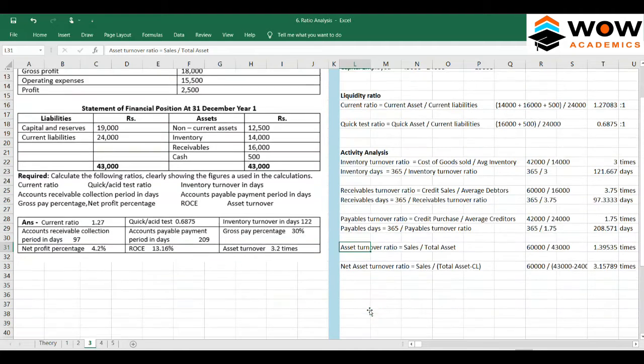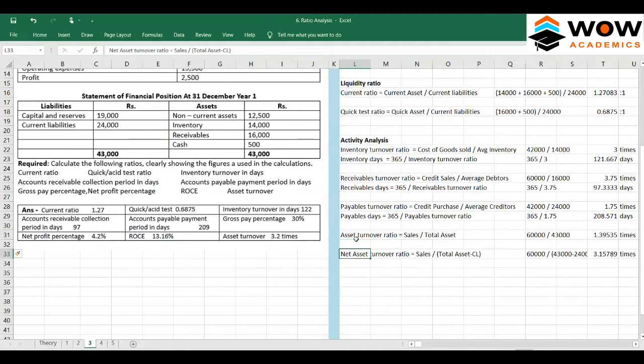is 3.2. See the asset turnover, they have to specify which asset turnover they want, whether it is total asset turnover ratio or net asset turnover ratio. Unless they specify it perfectly, we cannot give a right answer. Okay, so that's about this sum.